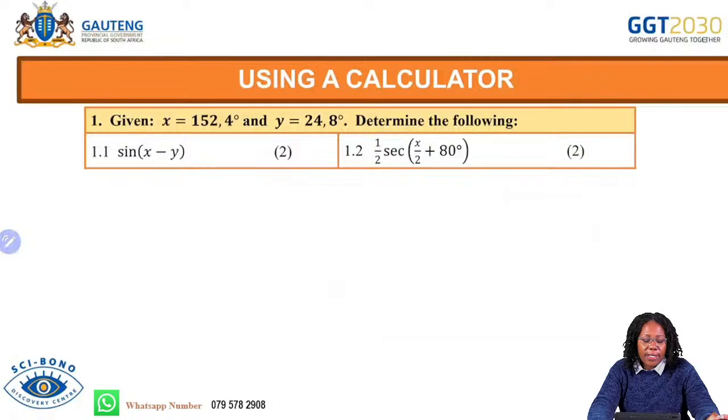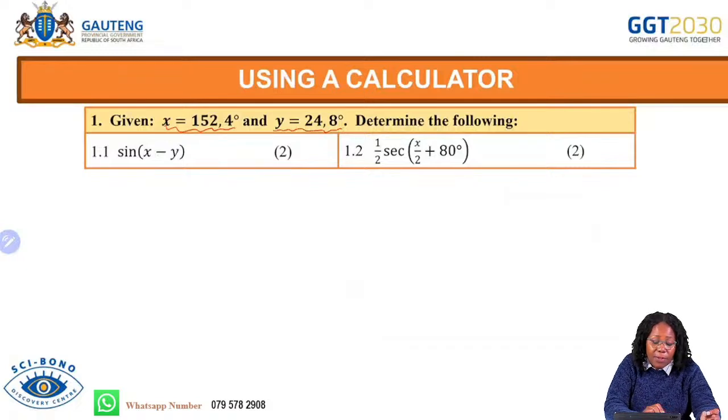And now in this case, they say that you are given angle X equal to 152.4 degrees, and angle Y is equal to 24.8 degrees. And they say determine the following. 1.1, we have to determine the sine of X minus Y. That means we are given the values of Y and X, so we can just substitute into the given. So that is the sine of X, which is 152.4 degrees, minus Y, 24.8 degrees.